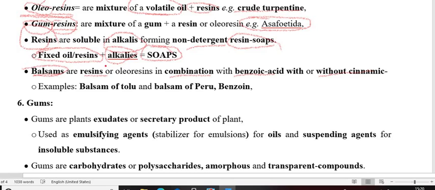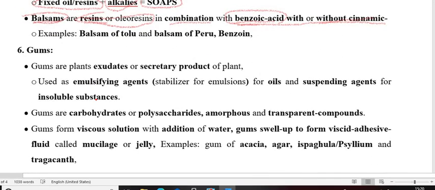Balsam is the oil, resins or oleoresin mixed with benzoic acid and cinnamic acid. Cinnamic acid may or may not be present, but usually benzoic acid is present with the resin, and this is called balsam. Examples are balsam of Tolu, balsam of Peru, and benzoin. So these all are examples of balsam. Balsams are resins in combination with benzoic acid plus cinnamic acid, or cinnamic acid may not be present. So this is about the balsam.